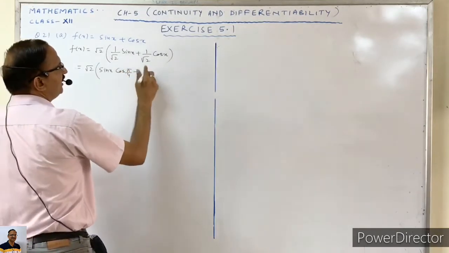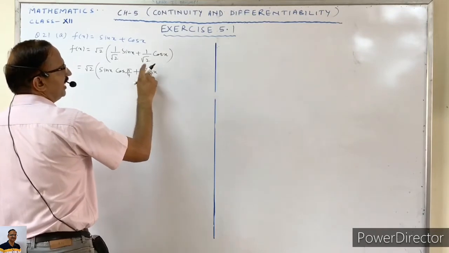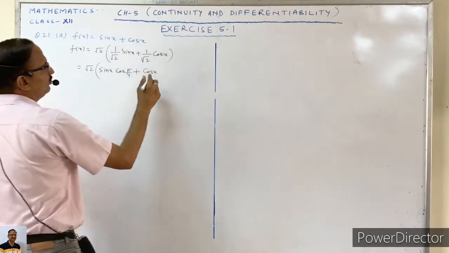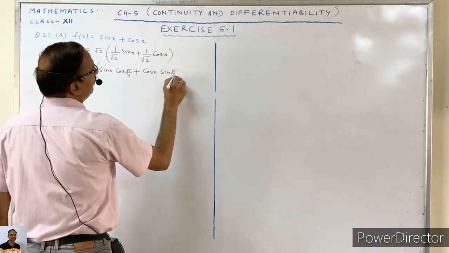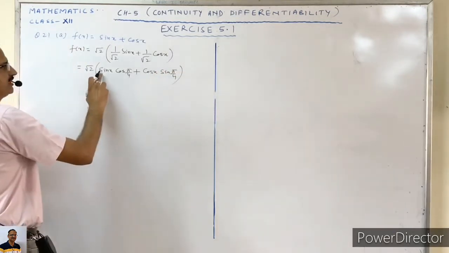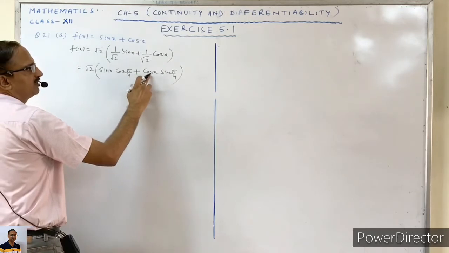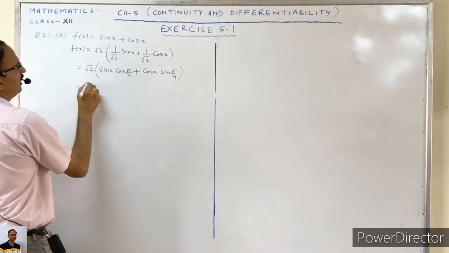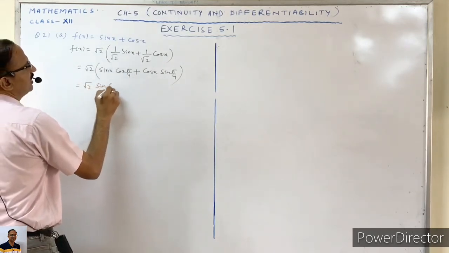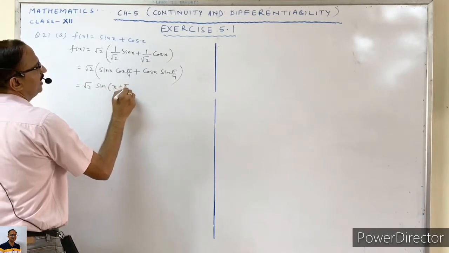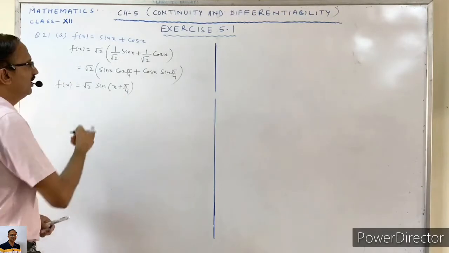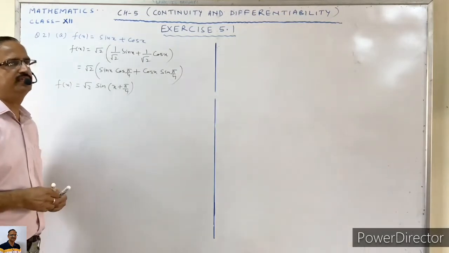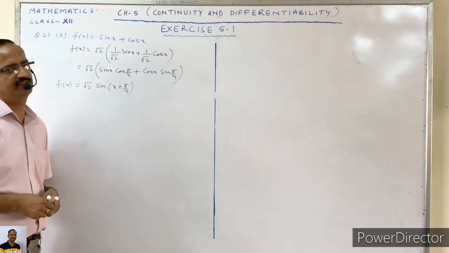Now, we will write this cos x, then in place of 1 by root 2, we will write sin pi by 4. Now this is sin A cos B plus cos A sin B. So we can write this as sin(A plus B). Now we have a new form of this given function f(x).